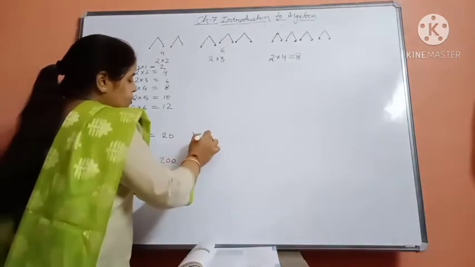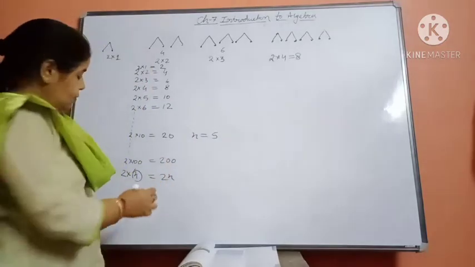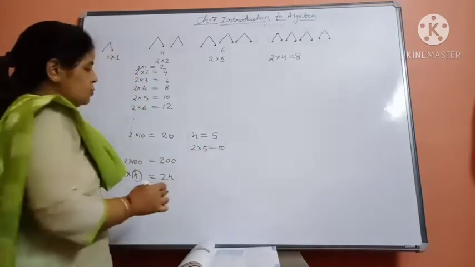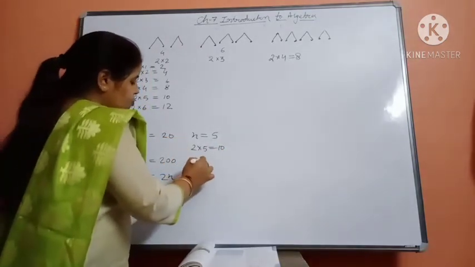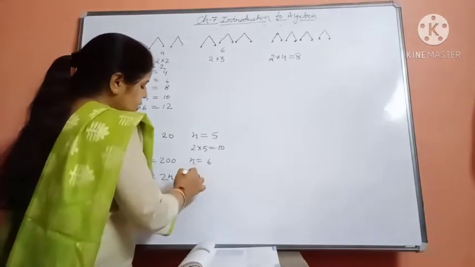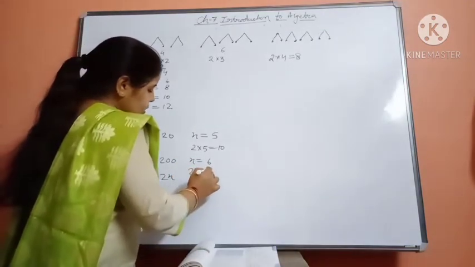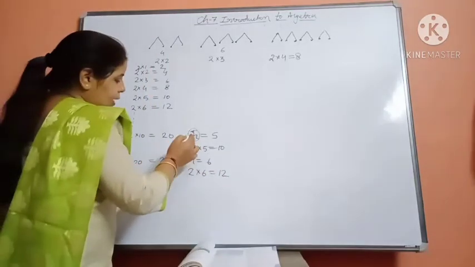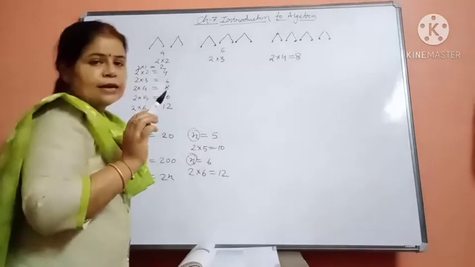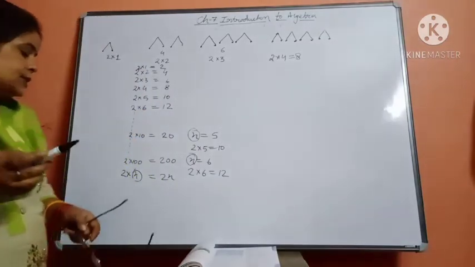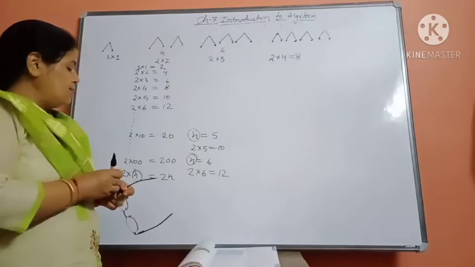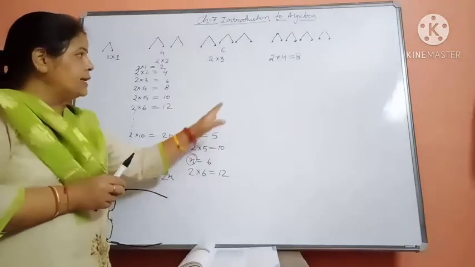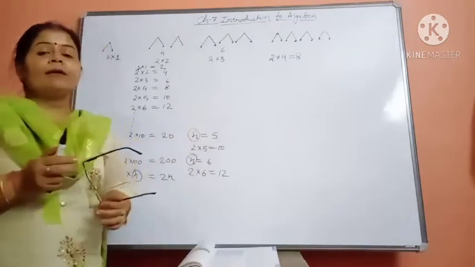Now see that if n is equal to 5, what will be the number of matchsticks? 2 into 5 is equal to 10. If next time I change n to 6, the number of matchsticks will be 2 into 6, which is 12. So you can see that here the value of n is changing. That's why beta it is a variable. And we have generated one formula for this: 2 into n is equal to 2n. So in this way we can get the number of matchsticks in the given pattern.